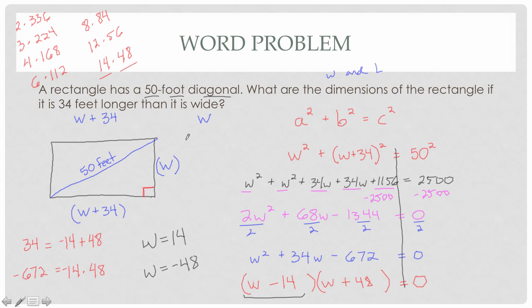But remember your context. I want to know what are the dimensions of the rectangle. That's kind of my goal in this problem. It doesn't make any sense to say my rectangle has a width of negative 48 feet. That doesn't work. It doesn't fit. So I'm going to actually ignore this. This solution doesn't fit in this problem. And this is my solution, the width has to be 14 feet. Width equals 14 feet. We just solved that out. If the width is 14 feet, then my length has to be 14 plus 34, which is 48 feet.